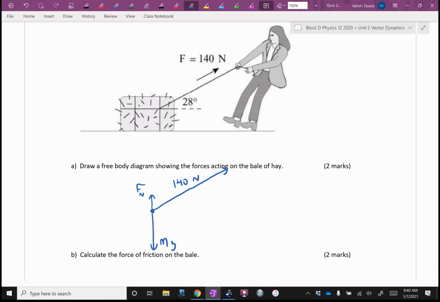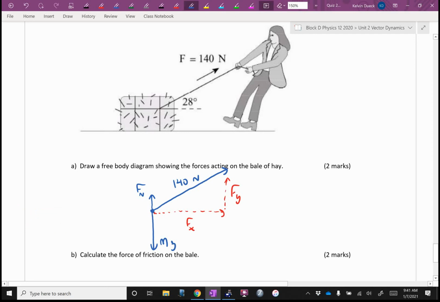What am I missing? Well, you could add components. By the way, if you're going to put components on a free body diagram, make them dotted lines, because technically the 140, that's the force. What did we call those? Fx and Fy. You can call them parallel and perpendicular. I won't take marks off, but usually we went with horizontal and vertical on a flat surface. What am I missing?